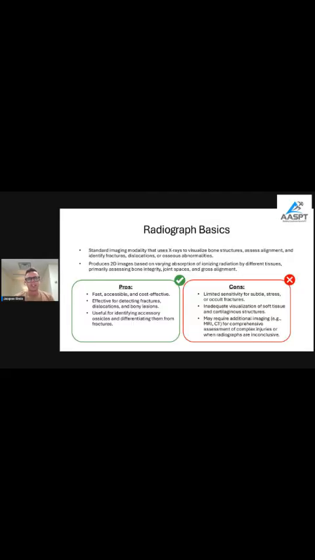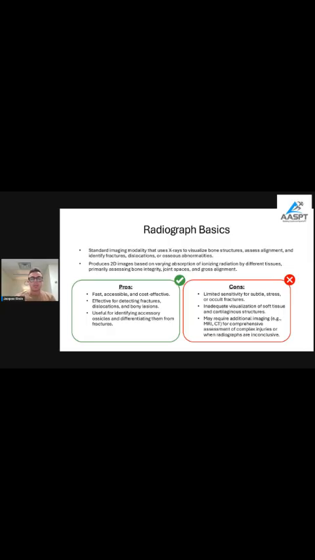Just highlighting some radiograph basics. Obviously, our standard imaging modality, it produces 2D images based on varying absorptions of ionizing radiation to differentiate between tissue types, assess bone integrity, as well as other structures within the foot. So some of the pros to this are that it is fast, accessible, and cost-effective, especially compared to some of our counterparts like MRI. As far as detecting fractures, dislocations, and bony lesions go, it is very effective. And it can be useful at identifying accessory ossicles in the foot.